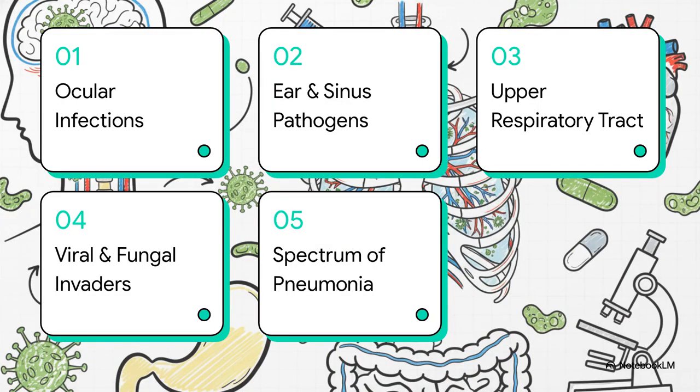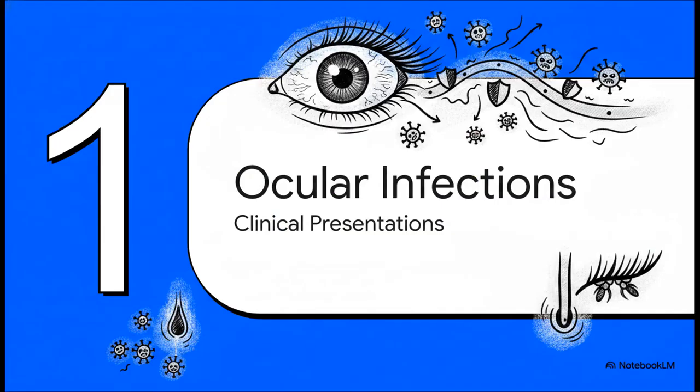Okay, here's our roadmap for today. We'll start with ocular infections, move down to ear and sinus pathogens, tackle the upper respiratory tract, examine viral and fungal invaders, and wrap it all up with the spectrum of pneumonia. Section 1. Ocular infections and presentations.